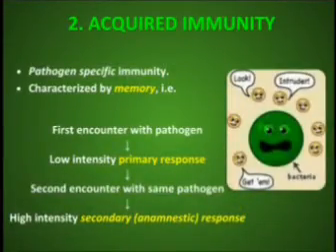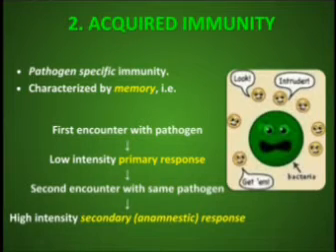Now the next one is acquired immunity, and this is, as I told you earlier, pathogen specific immunity. It is characterized by the memory cells. It produces certain antibodies and remembers the microorganisms till the end of the life, so that whenever next time the virus comes inside the body, that virus is killed.